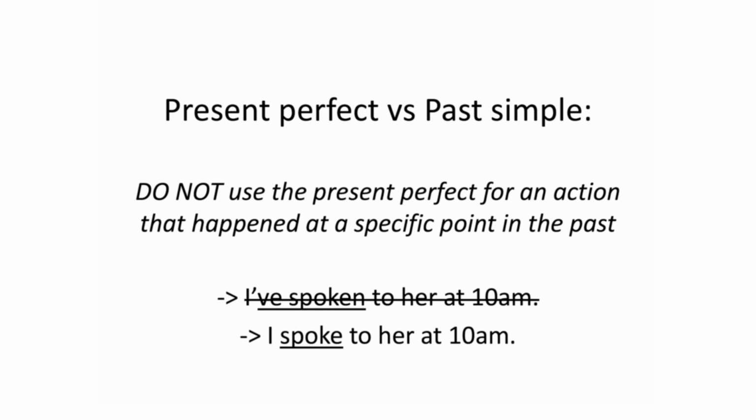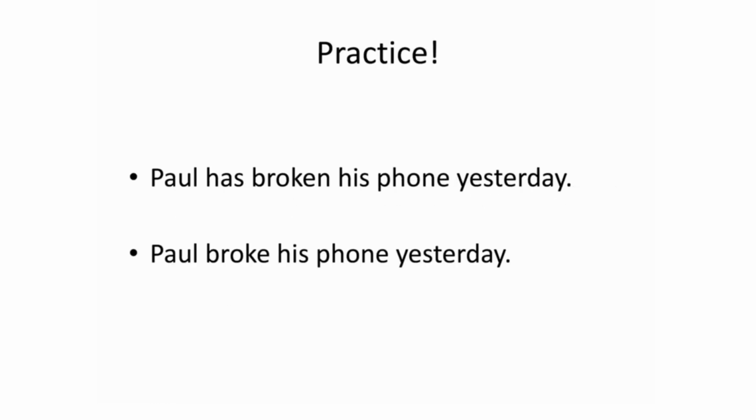So let's go on and practice the difference between the present perfect and past simple. Choose the grammatically correct sentence. Paul has broken his phone yesterday. Paul broke his phone yesterday. The second sentence is correct. We use the past simple for an action that happened once at a time in the past.